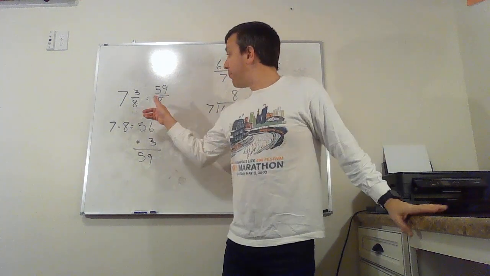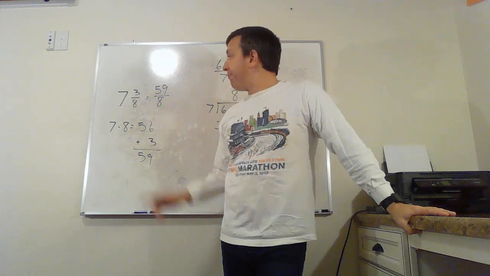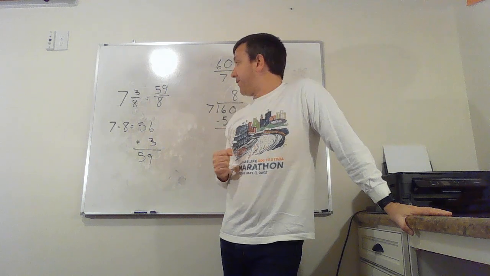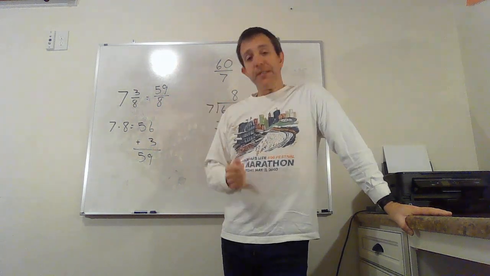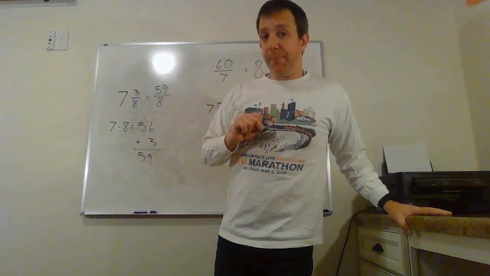Okay, so I have one more example of taking a mixed number and turning it into an improper fraction. 7 3/8. Now you can see I already wrote the answer down, 59 over 8. But all I did, okay, this is the process we use every single time we want to go from a mixed number to an improper fraction.